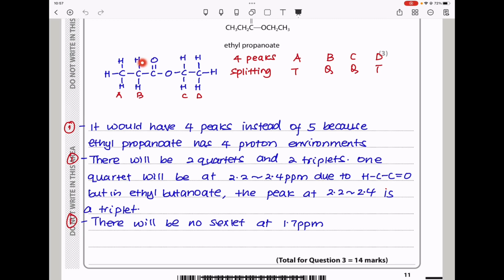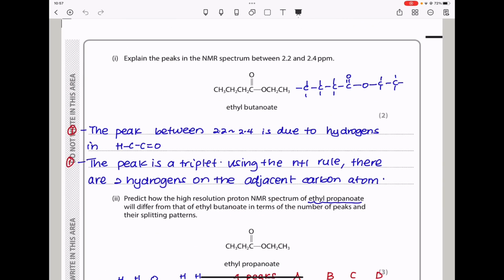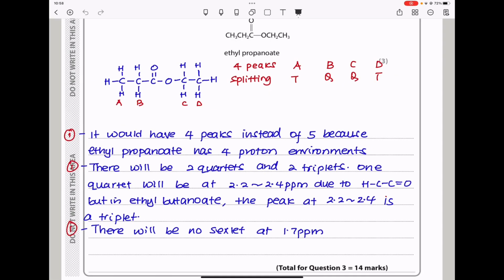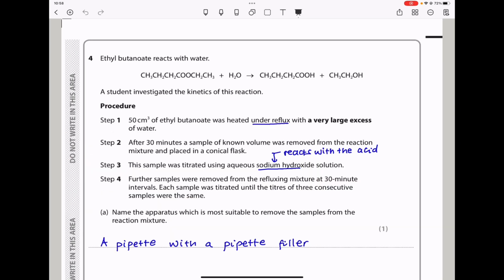And again, here there is no sextet, yet we saw in this proton NMR they gave us here, there is a sextet we can see here. But in ethyl propanoate, there will be no sextet at 1.7 ppm. Moving on. Question 4. Ethyl butanoate reacts with water.